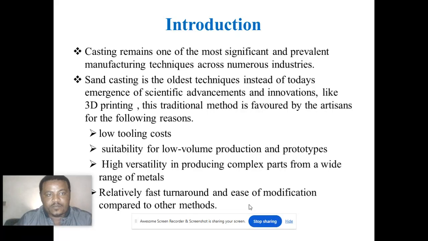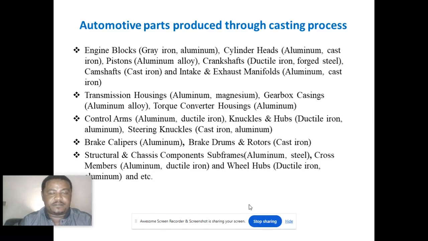Introduction. Casting remains one of the most significant and prevalent manufacturing techniques across numerous industries. Sand casting is the oldest technique, despite today's emergence of scientific advancements and innovations like 3D printing. This traditional method is favored by artisans for the following reasons: low tooling costs, suitability for low volume production and prototypes, high versatility in producing complex parts, and relatively fast and easy modification compared to other methods.